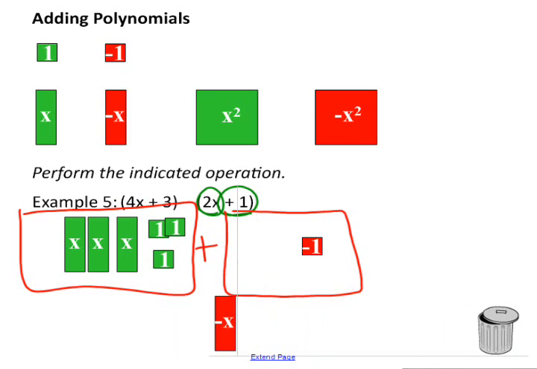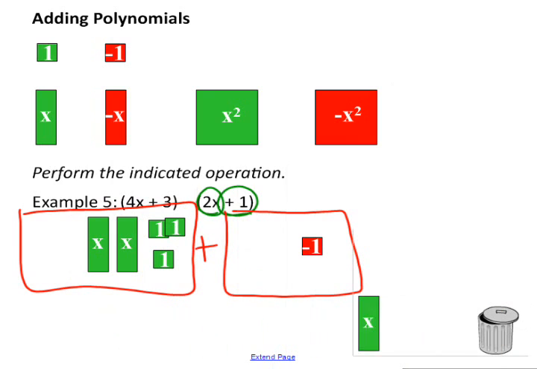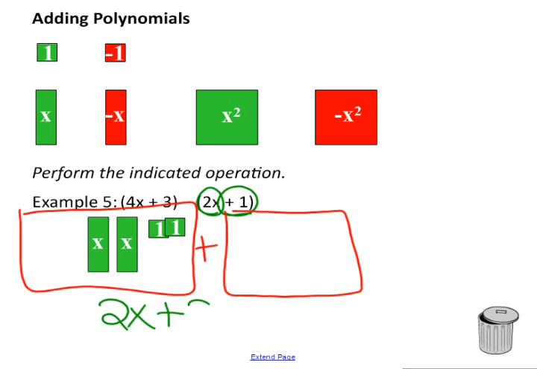And I have another 0 pair. If you look at the units, I have a green and a red unit, make a 0 pair. And let's see what's left over. I've got 2 x's left, and I have 2 units.